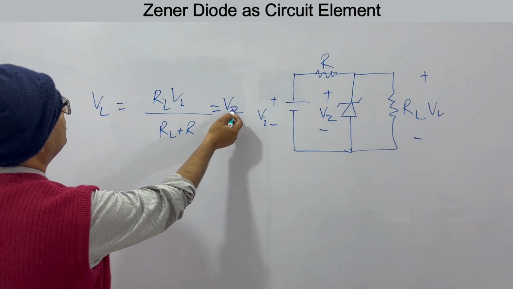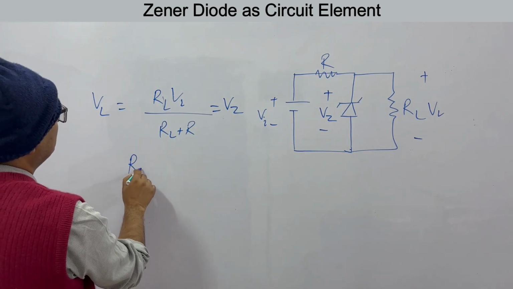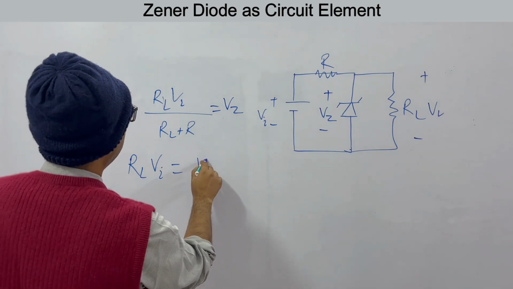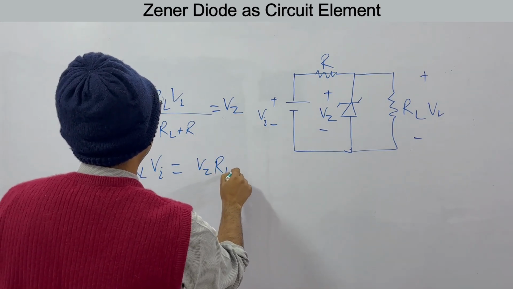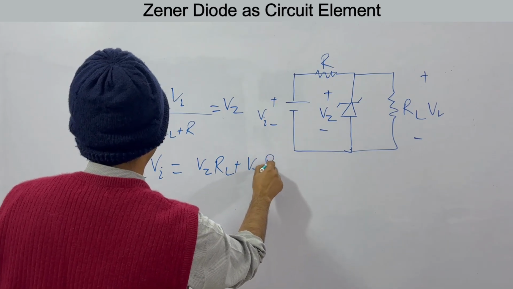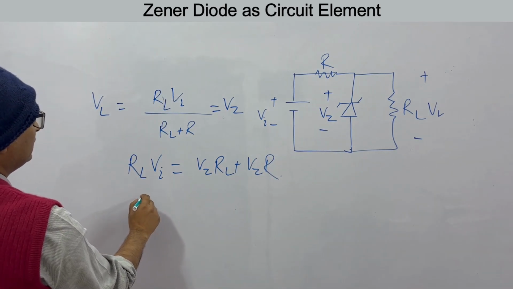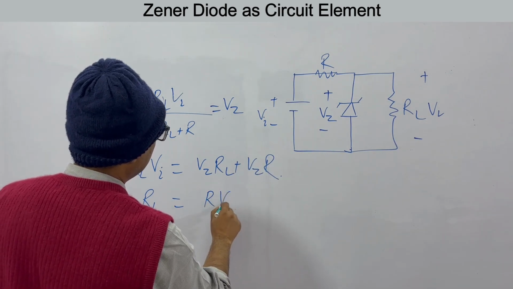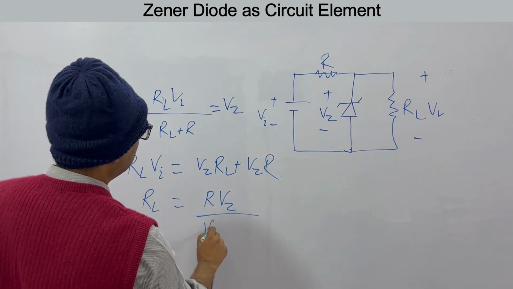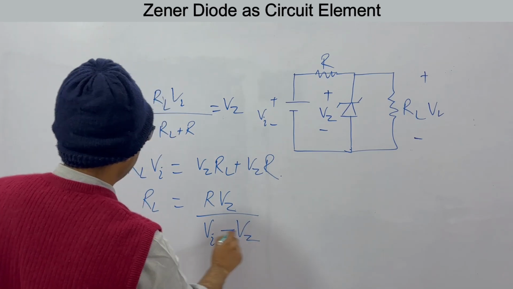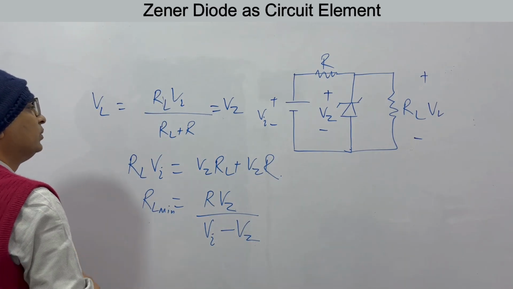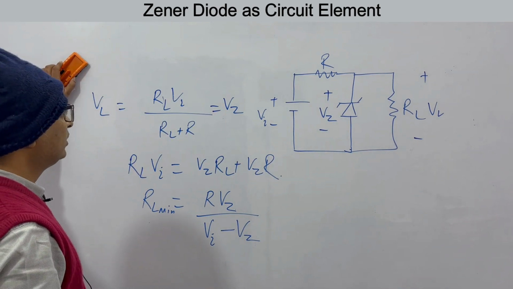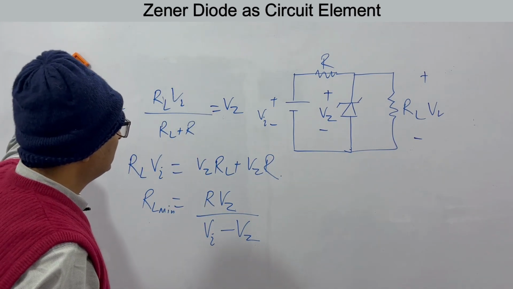So this will be Vz. RL Vi is equal to Vz RL plus Vz R. So we can take RL to this side, then RL will be R into Vz by Vi minus Vz. This will be R minimum. So this way you can find the minimum value of the load resistor for which the Zener will be in on state.